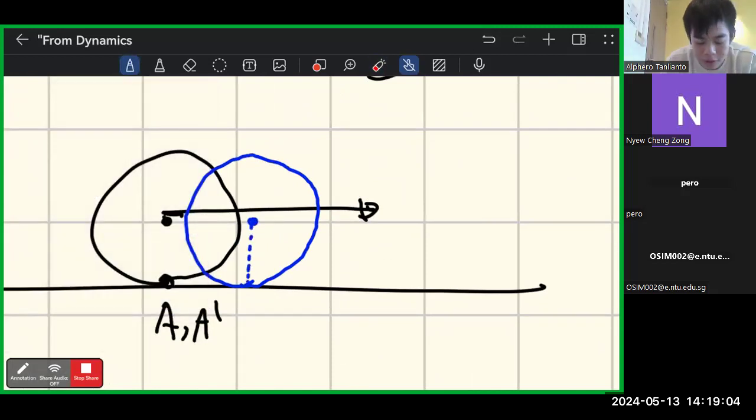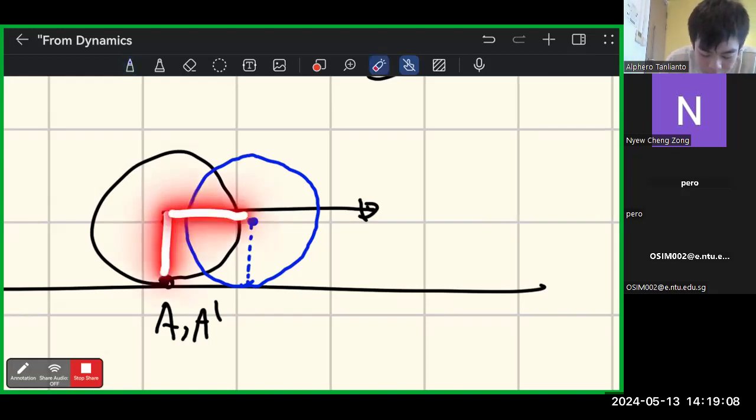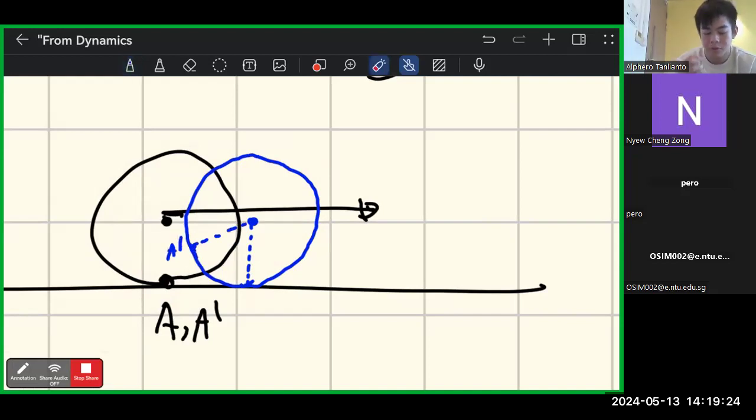So, if it moves to the right, it will rotate this way, right? So the A prime will already move up by then, right? Because if it moves up this way, this length has to be the same as this length. Okay. Do you guys get it?